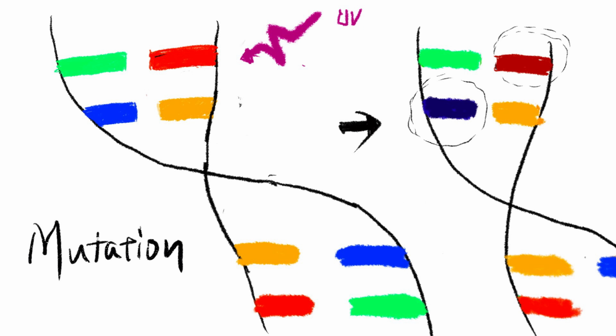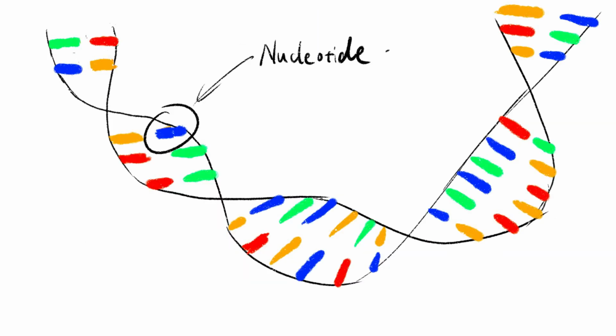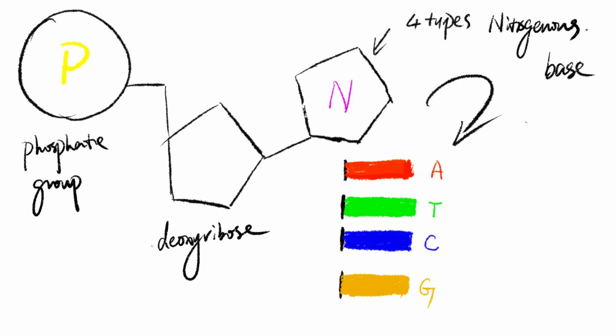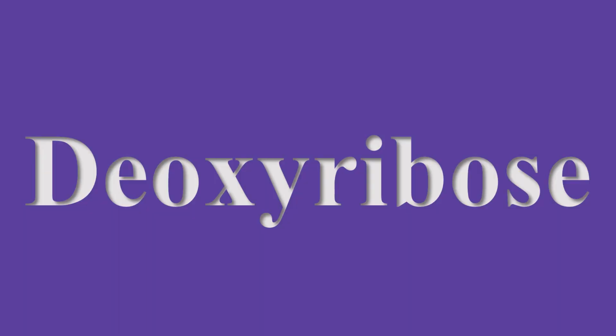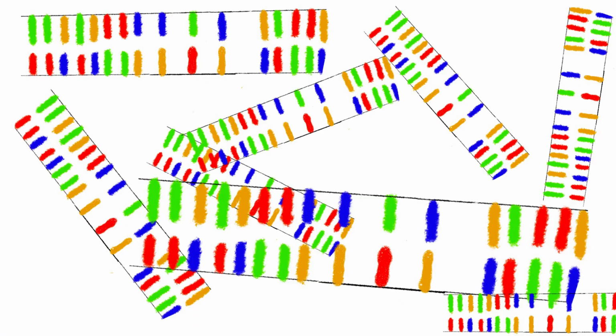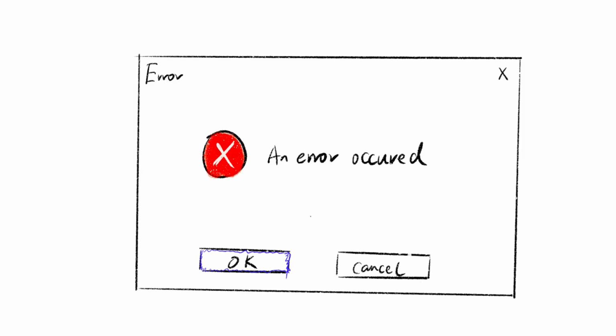To know how to repair, we should first illustrate how DNA mutates. DNA is made of 2 strands of connecting building blocks called nucleotides. Each DNA nucleotide has 3 parts: a phosphate group, 4 types of nitrogenous bases, and deoxyribose. The sequence of these nucleotides records all the information we need. It might seem elegant and perfect, but DNA strands aren't as reliable as they seem.